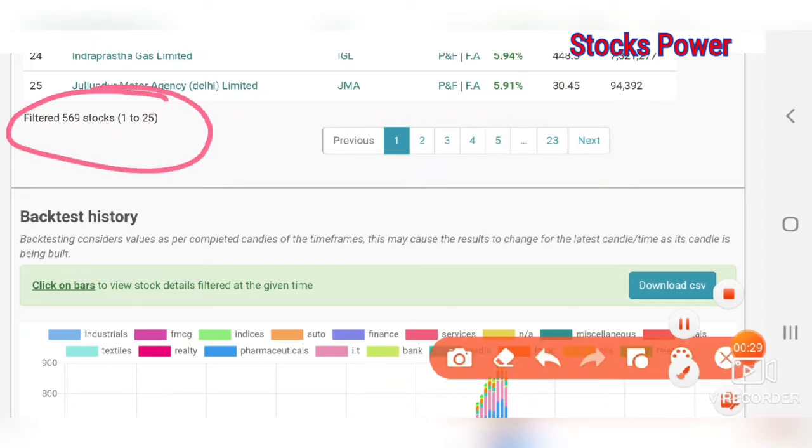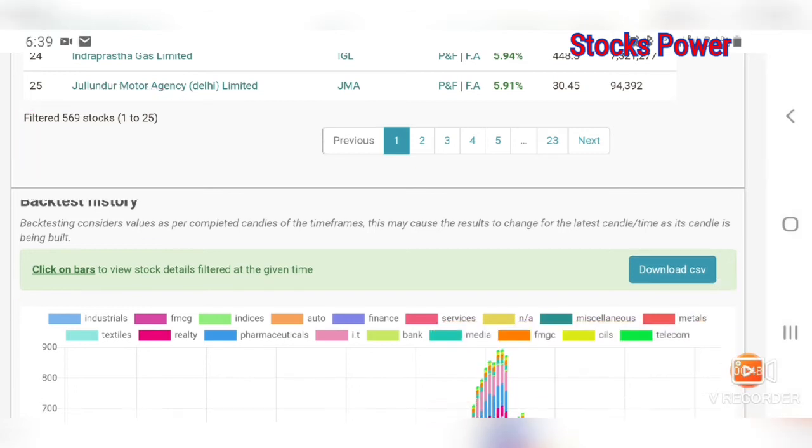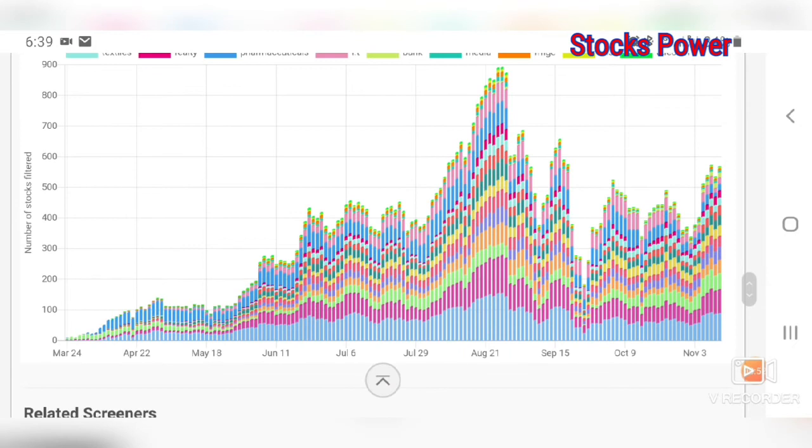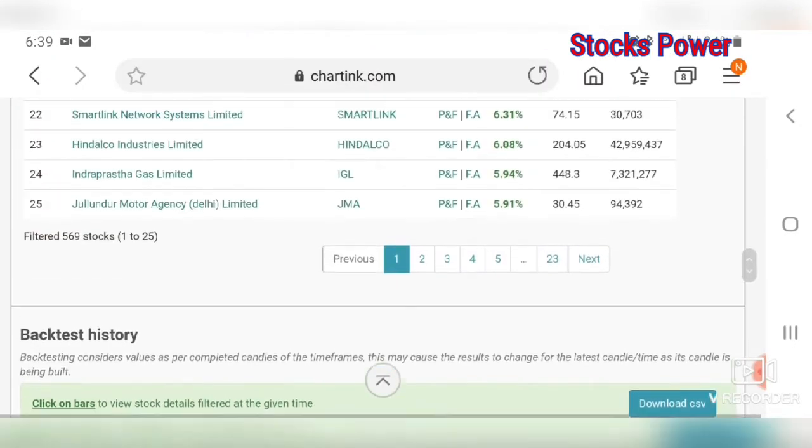From 569 stocks we'll get to 4 to 5 stocks for multi-bagger stocks. In those 4 to 5 stocks we have to select 2 to 3 stocks after seeing the fundamental analysis of that stock. Below you will get to know the backtesting result for multi-bagger stock selection. So we will see how to select the stock.